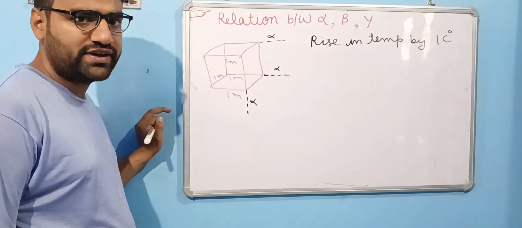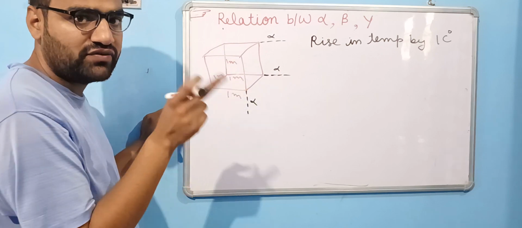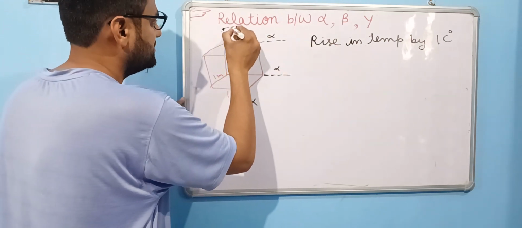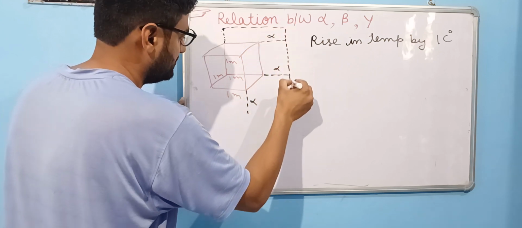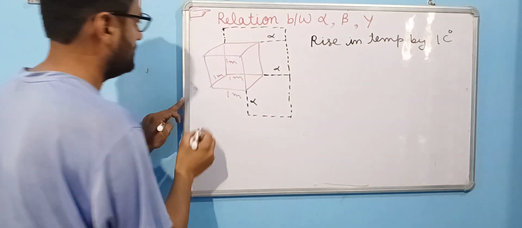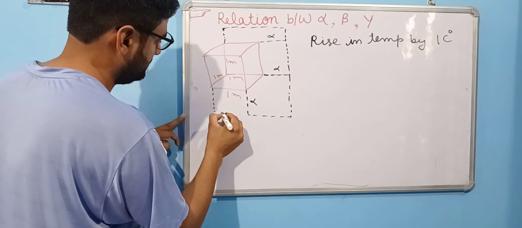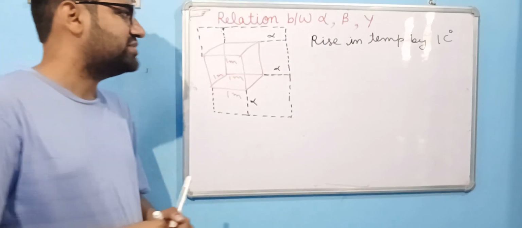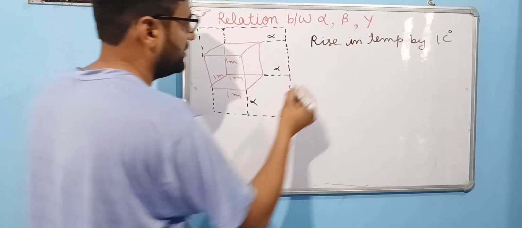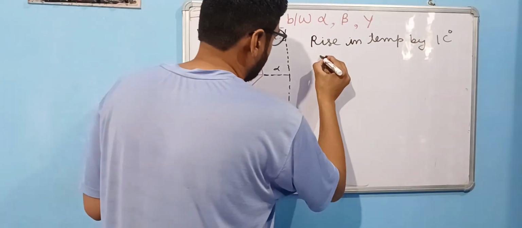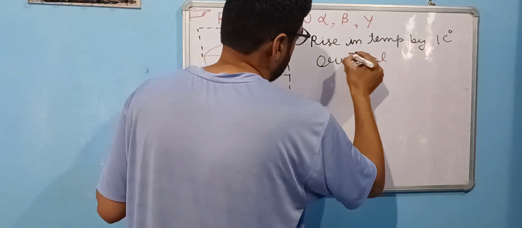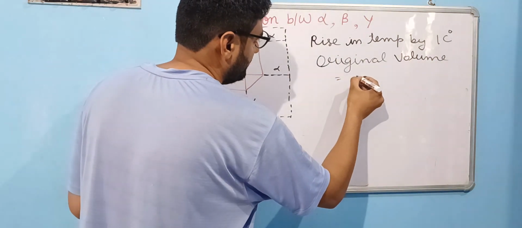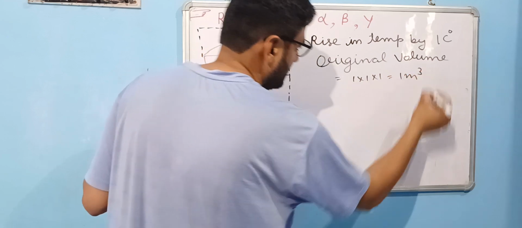We have seen that alpha is the thermal coefficient of linear expansion. As we saw when finding beta, the expansion will be alpha in a 1 meter rod length when we raise the temperature by 1 degree Celsius. So what will be the original volume? The original volume of this cube, that is the cube of its side, will be equal to 1 times 1 times 1, that is 1 meter cube.